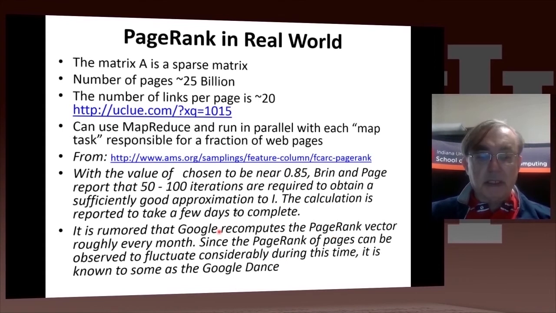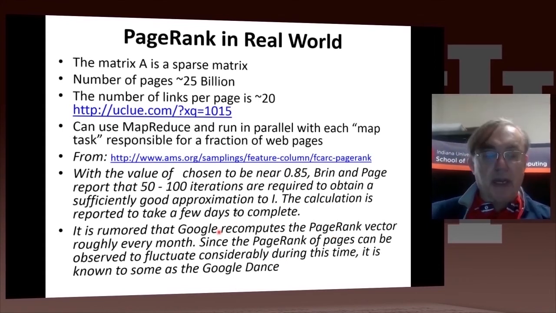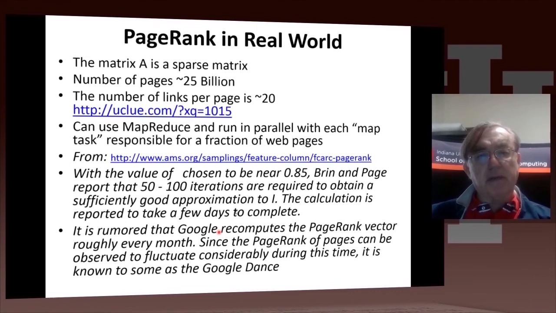It says here, I have no idea whether this is true, that Google recomputes the page rank every month. Because it's a sort of batch program. Remember, we had these discussions in the recommender systems of batch processing steps. This is a batch processing step. You don't find the page rank dynamically. You have it already stored away. You just run batch jobs every now and then to calculate it.